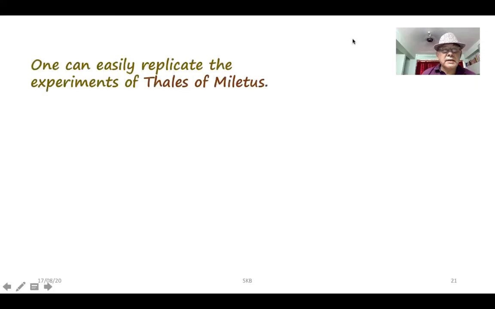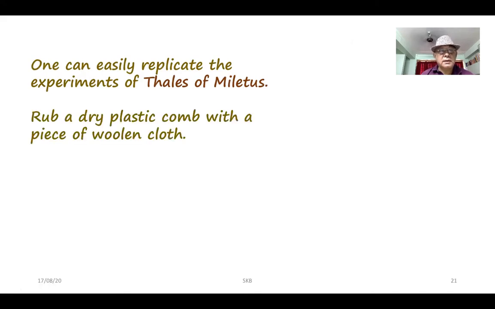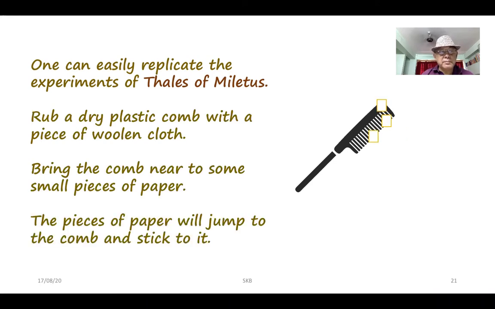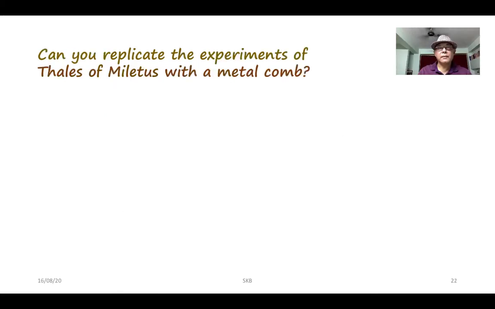One can easily replicate the experiment of Thales of Milesia. Rub a dry plastic comb with a piece of woolen cloth. Bring the comb near some small pieces of paper. The pieces of paper will jump to the comb and stick to it. Can you replicate the experiments of Thales of Milesia with a metal comb?